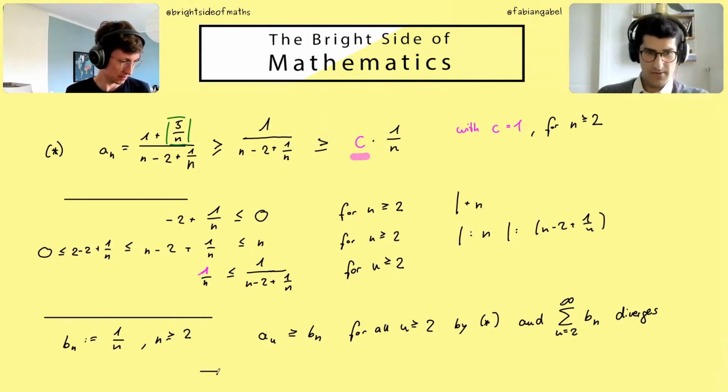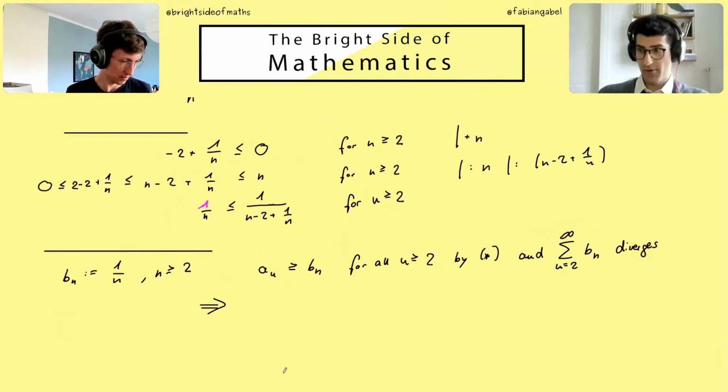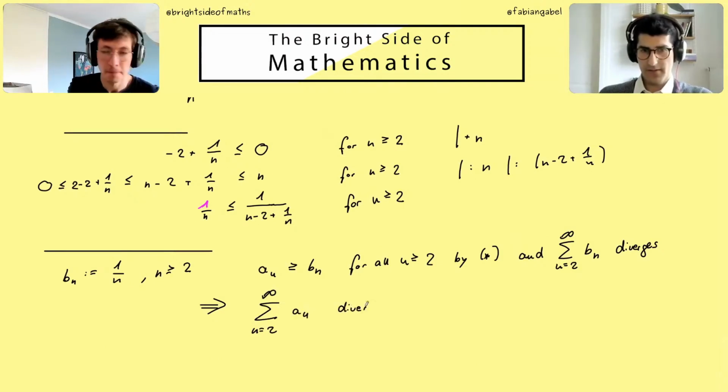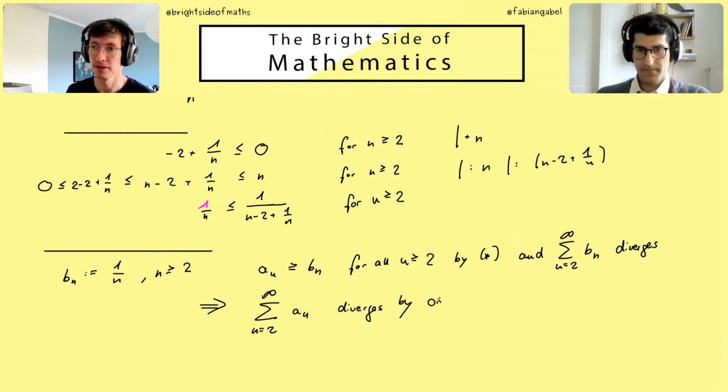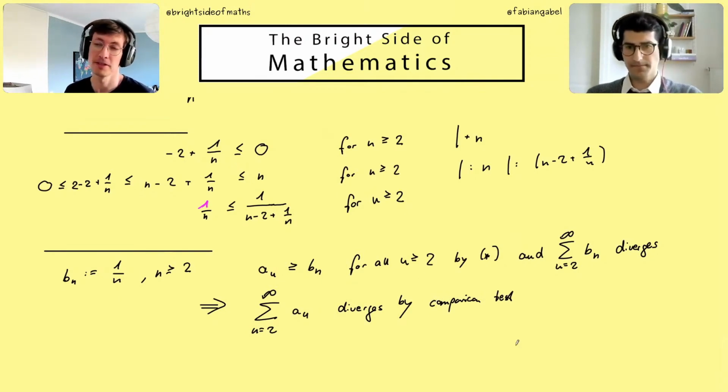So, summing up or concluding this proof, we know that the series over all an diverges by the comparison test. And I would always do that in this case. If you see the harmonic series, do the comparison test. Do some estimate there, and you just have to show it in the limit.